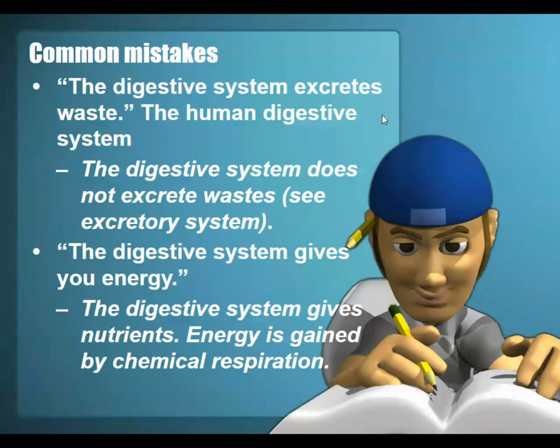Common mistakes here. The digestive system excretes waste. The human digestive system does not excrete waste. The excretory system excretes waste. The digestive system gives you energy. The digestive system actually just gives you nutrients. Energy is gained when your body breaks down those nutrients for ATP in chemical respiration.